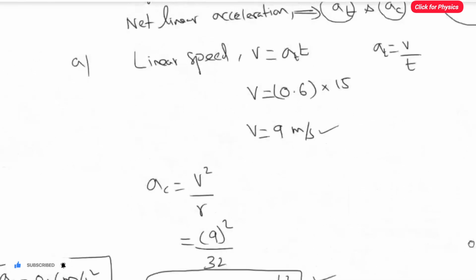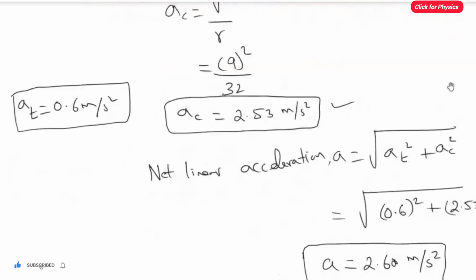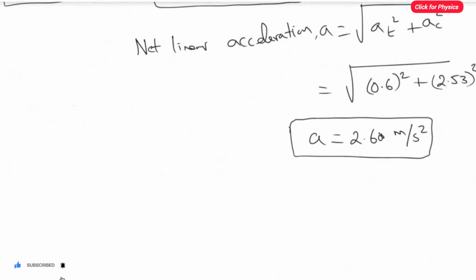But now we have one more question. Let's read that. What angle does this net acceleration vector make with the car's velocity at this time? It's very easy. In chapter number 3, we studied vectors, right? In that chapter, we studied the rule for finding the angle. What is the formula for finding the angle?